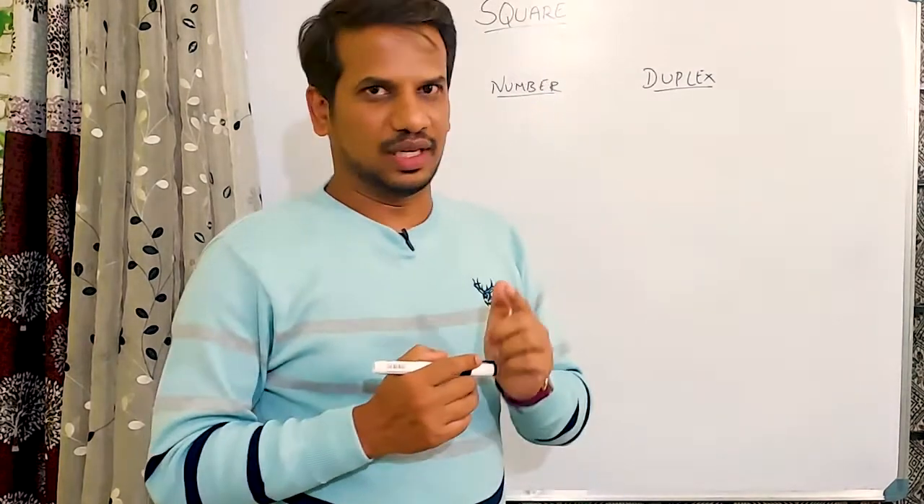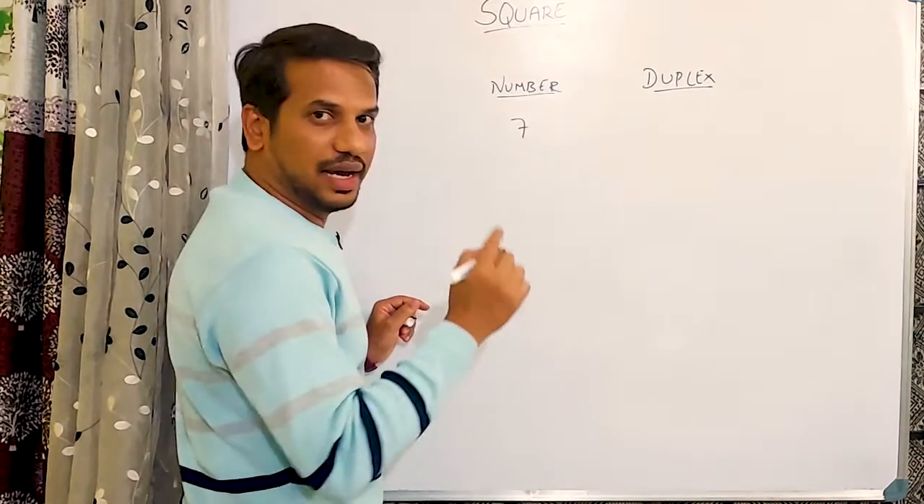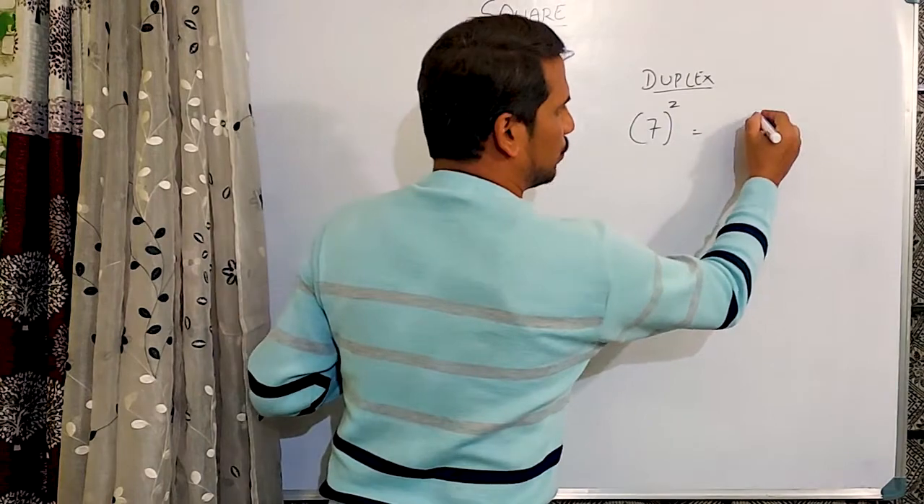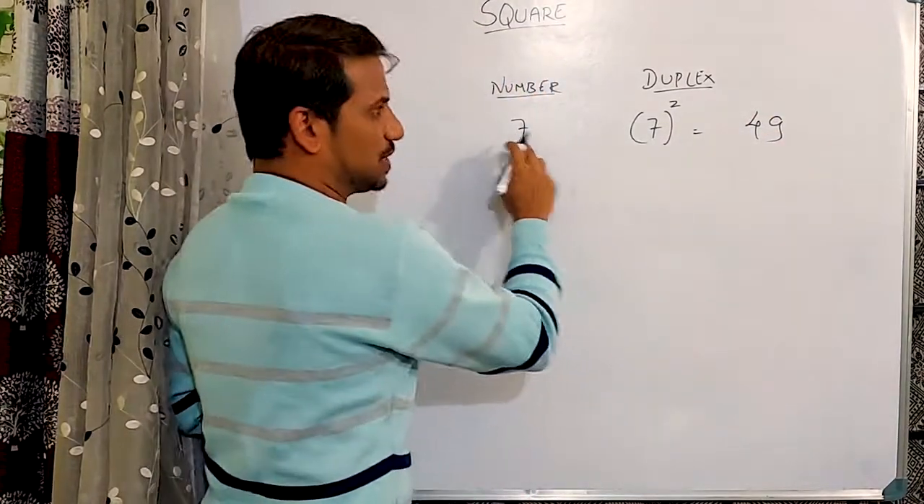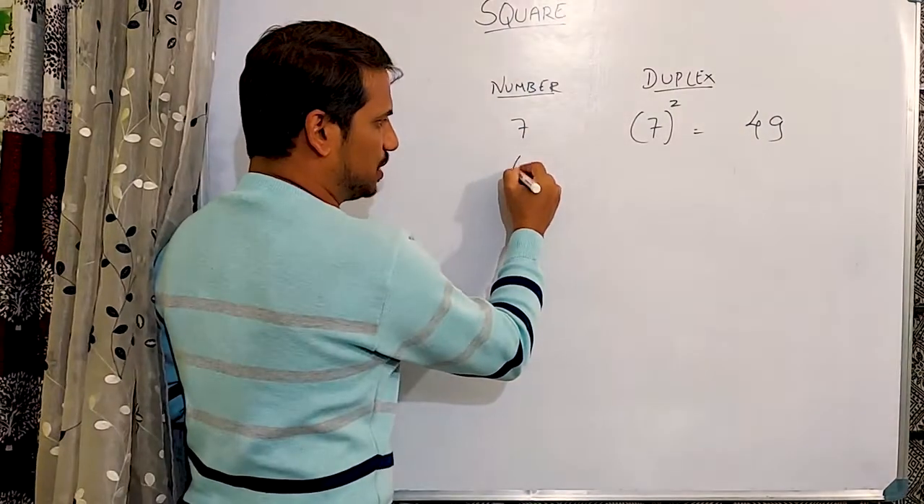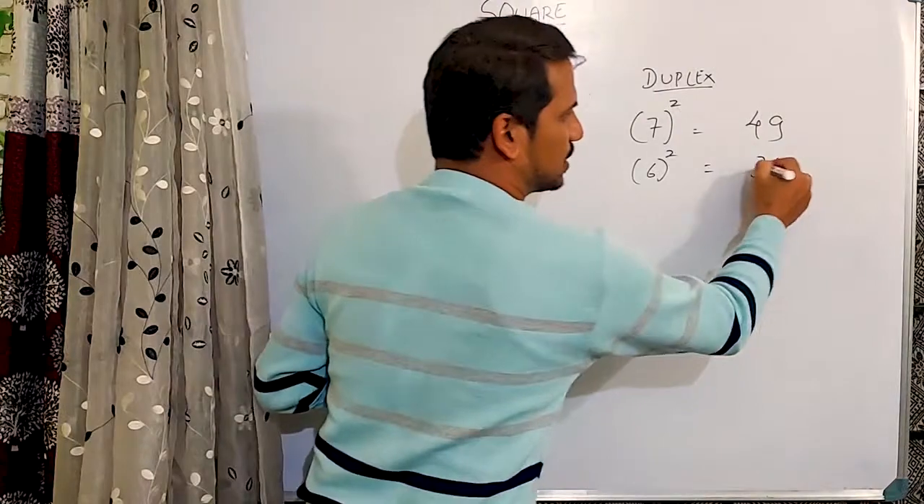Suppose the number has a single digit, for example 7. Its duplex is nothing but its square, that is 49. So duplex of 7 is 49. We'll take another example, for example 6. It is nothing but 6 square, that is 36.